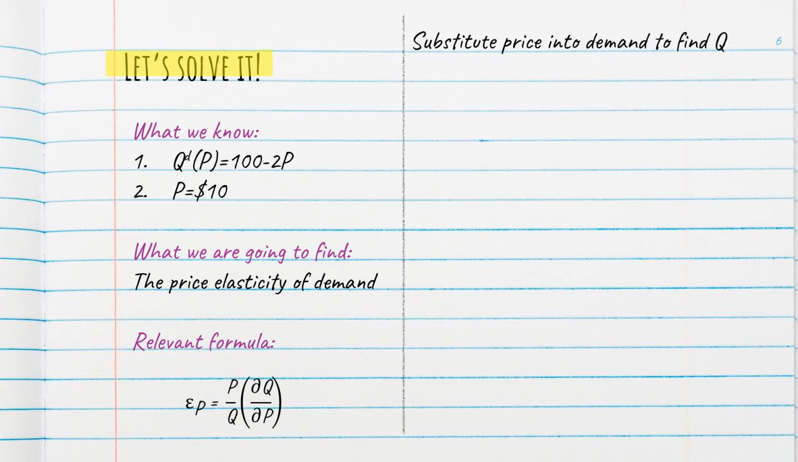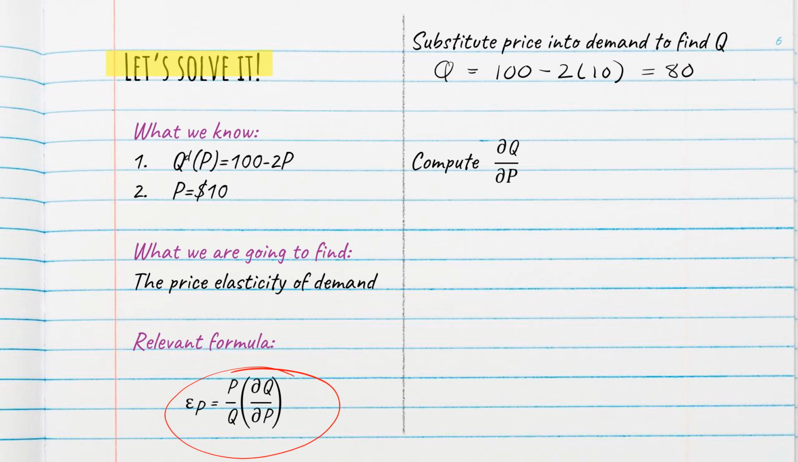So as we solve this, the first thing we're going to do is substitute price into demand to find Q. So we have that the quantity demanded is equal to 100 minus 2 times 10. 100 minus 20 is equal to 80. And the reason why I'm doing this is because I'm going to apply my formula over here. And this formula requires that I know price and quantity as well as the derivative of demand. So price is provided, I've solved for quantity.